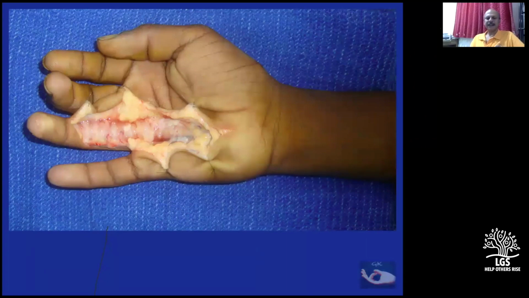So these are the findings on surgery. You can make out that the entire sheath is involved with this sort of granulation tissue. We did not find the melon seed bodies that are typically described in tuberculous tenosynovitis, but we did find some sort of granulation tissue.